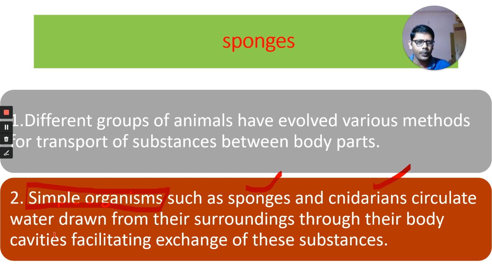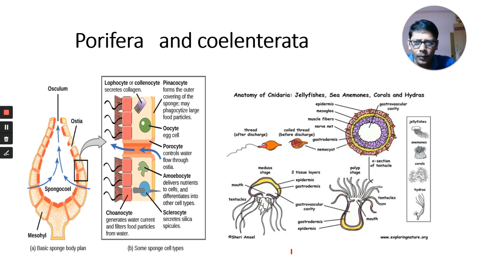What is the cavity in a poriferan? In poriferans, there is a spongocoel. What is the cavity in the coelenterates or cnidarians? The cavity there is the gastrovascular cavity. The water which is taken from their surroundings passes through the cavities. Spongocoel is a central cavity in the poriferan, and in cnidarians it is the gastrovascular cavity. It passes through that, and at that time exchange of substances takes place, exchange of gases also takes place. You can observe this here in Porifera and in coelenterates.